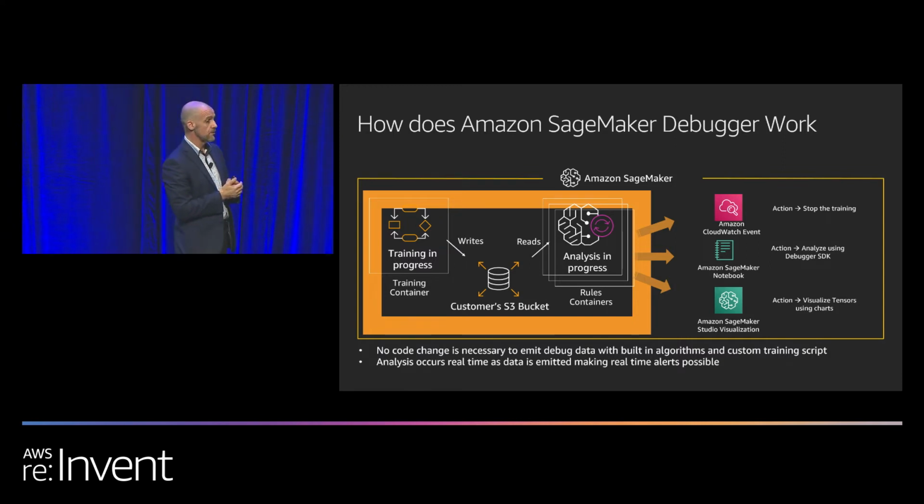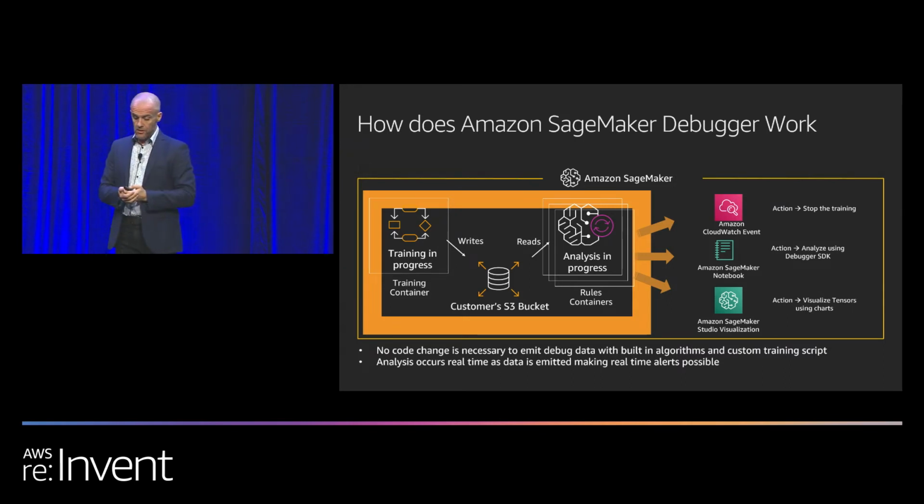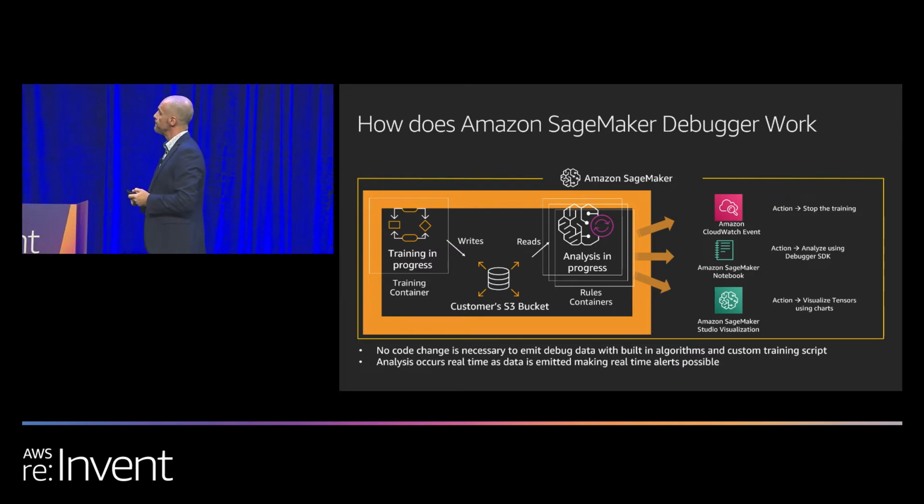When these rules trigger, when these alerts fire, you can trigger CloudWatch events, stop the training. You can pull up a notebook and just look at the data. And we provide a full SDK for you to look at this data and analyze it as you slice and dice it as you wish. Compare with previous runs. And we also provide built-in visualization using SageMaker Studio.